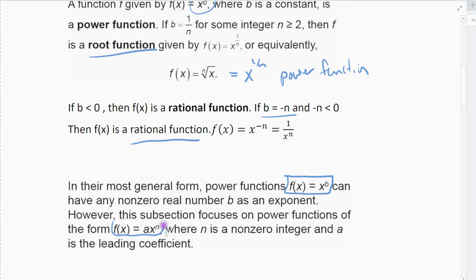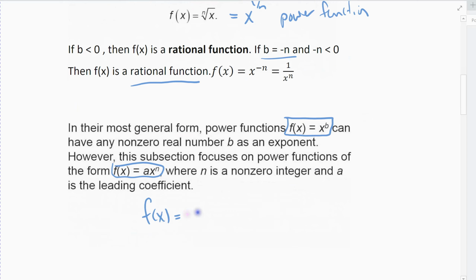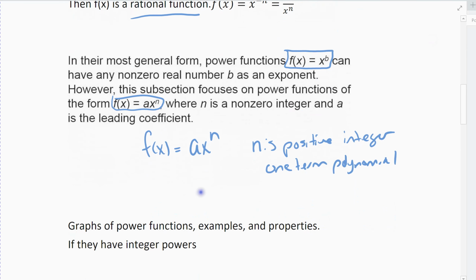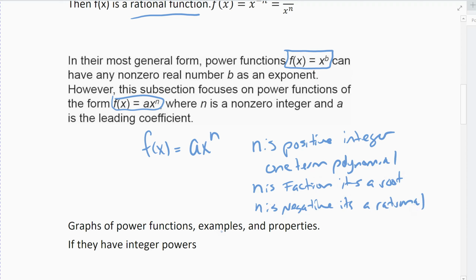Again, we typically look at this form, so this would be the general form: f of x equals a x to the n. If n is a positive integer, it's a polynomial, a one-term polynomial. If n is a fraction, it's a root function, square root, cube root, whatever root it is. If n is negative, it's a rational. And we're going to look at the graphs of the three different cases for power functions.